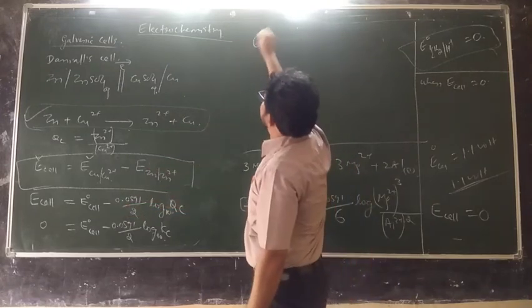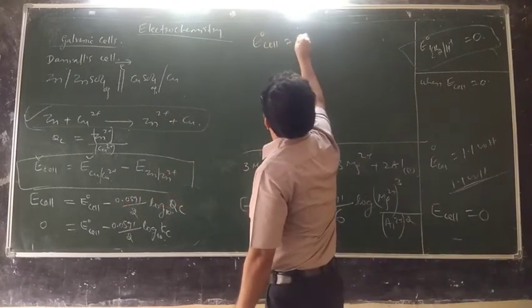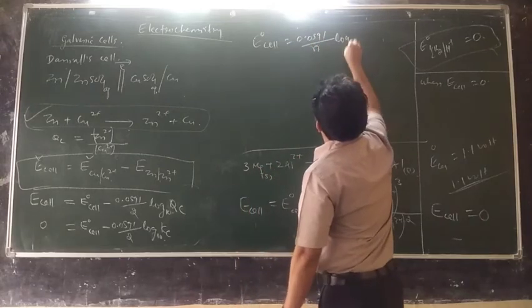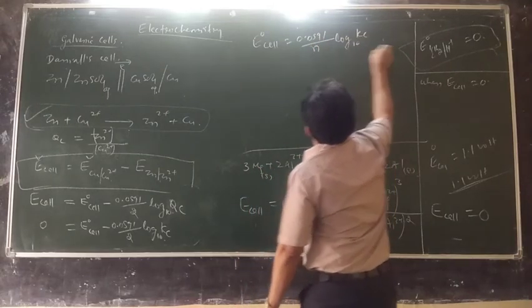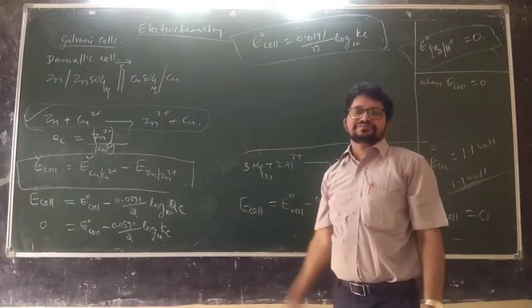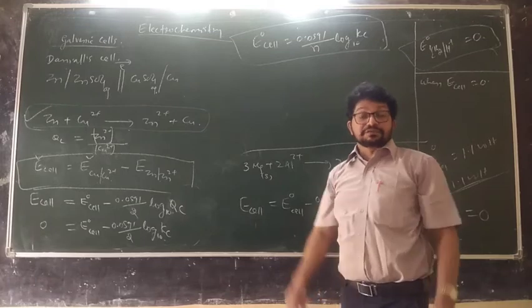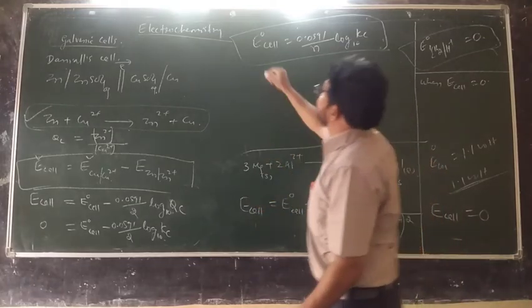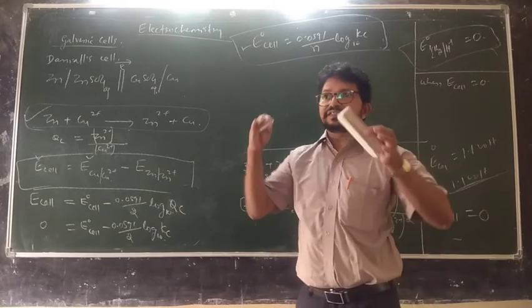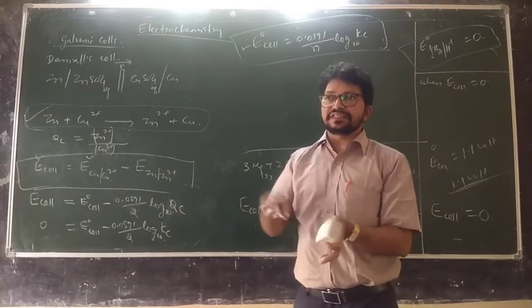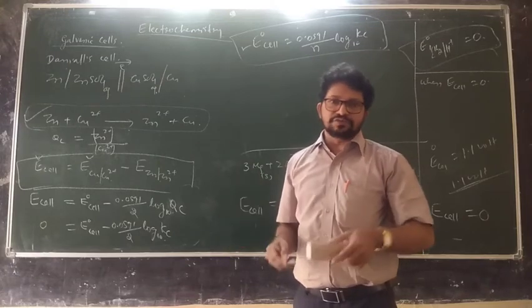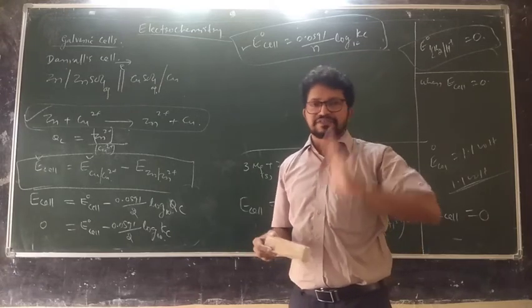E naught of the cell is equal to 0.0591 by n log of Kc. So you can estimate the relation between the equilibrium constant and the E naught of the cell. The standard EMF of the cell is related to the equilibrium constant also. The equilibrium constant is constant; it depends on temperature.